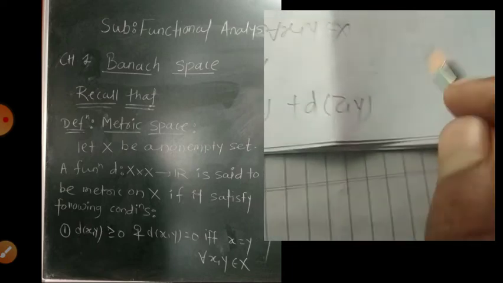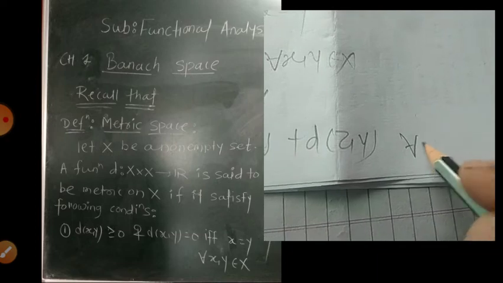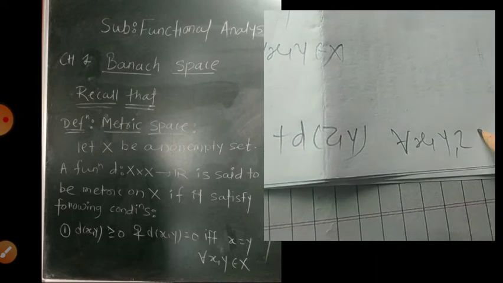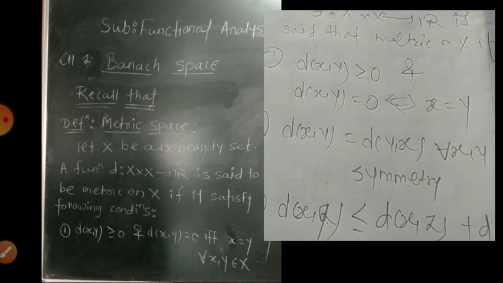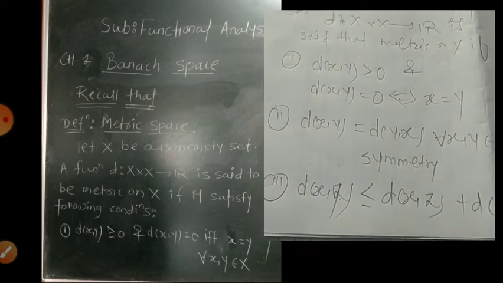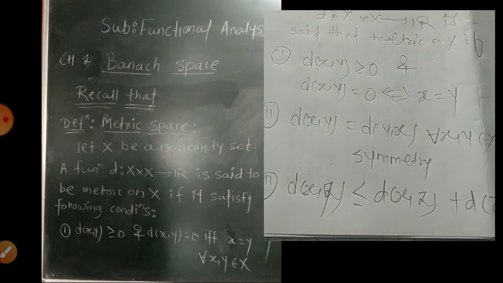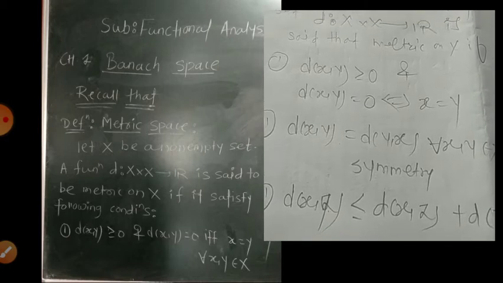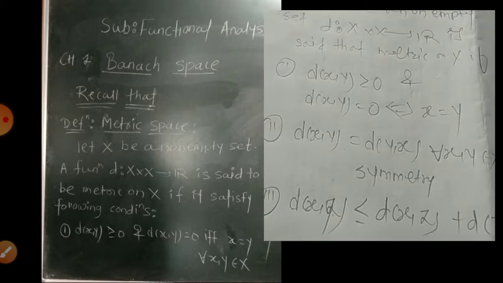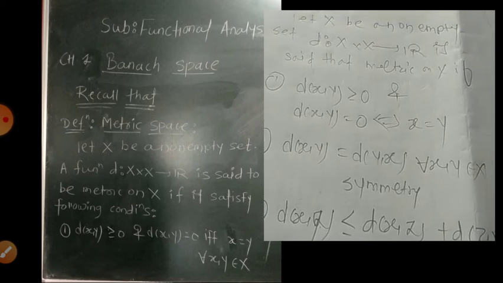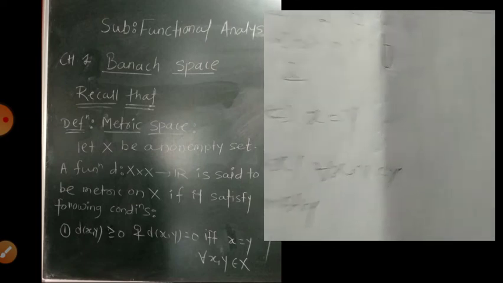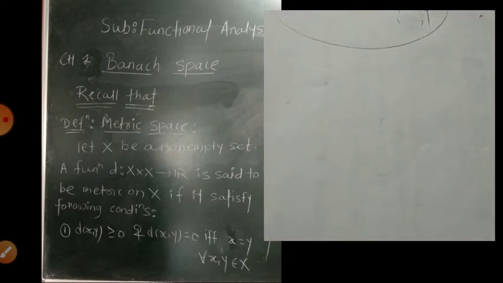When this triangular inequality is satisfied, then all three conditions are satisfied. When any function defined above satisfies these three conditions, then that function is called a metric on our set. To understand this clearly, we have to take an example.